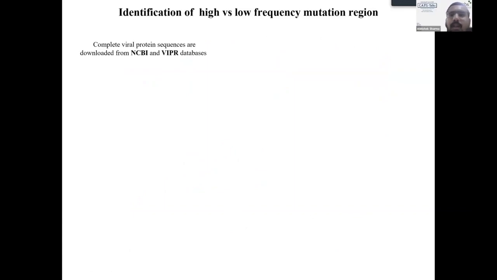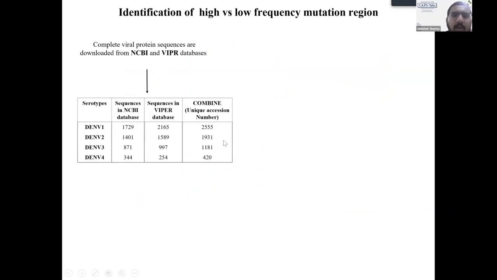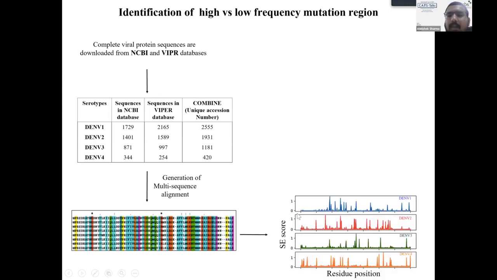Now, to understand the extent of mutations, that is, which region is more conserved as compared to others, we performed extensive sequence analysis. We downloaded the complete viral sequences from two public databases, NCBI and ViPR. These are the whole set of sequences which we used, followed by a multiple sequence alignment, and then understanding the diversity by using Shannon entropy calculation. Here you can see that if the Shannon entropy is 0, the residues are highly conserved in nature. And as the Shannon entropy increases, the diversity of that position also increases.